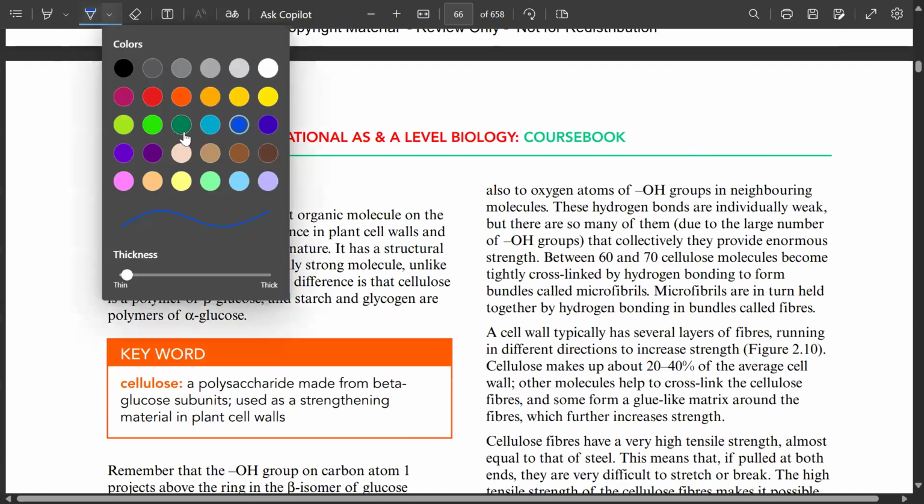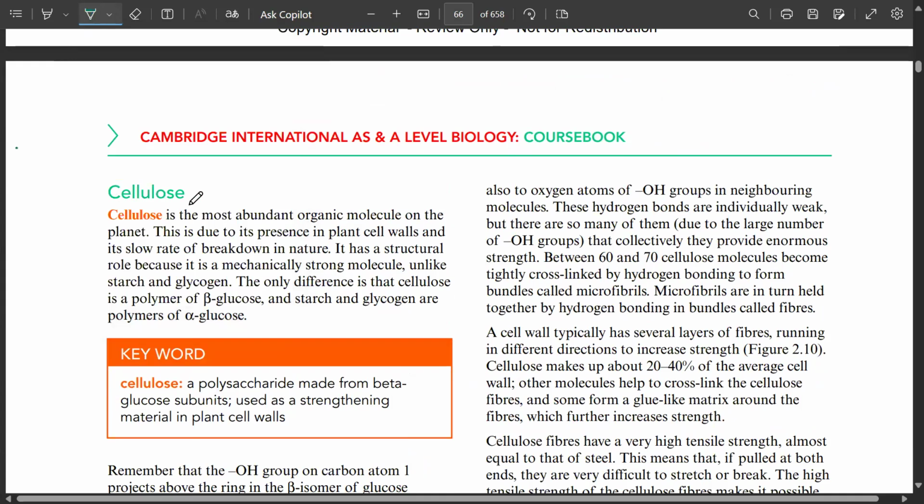Good job. The next polysaccharide, and the last one that we are going to study, is cellulose. Cellulose is the most abundant organic molecule on the planet, and this is due to its presence in plant cell walls and its slow rate of breakdown in nature. It has a structural role because it is mechanically a strong molecule. Unlike starch and glycogen, the only difference is that cellulose is a polymer of beta glucose.